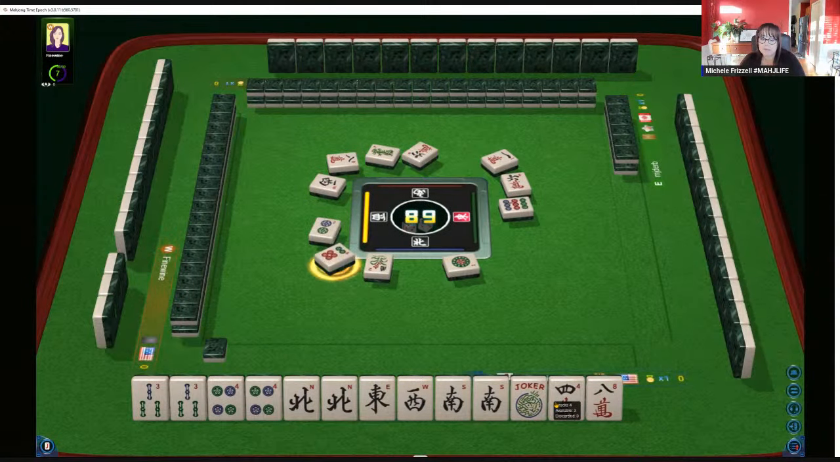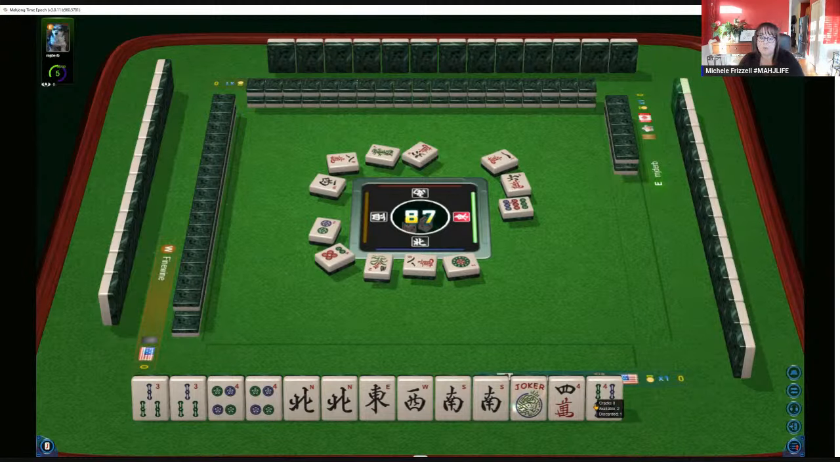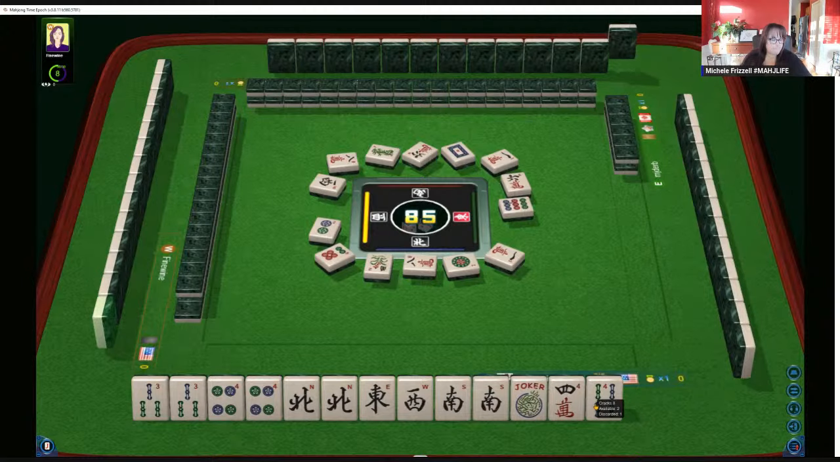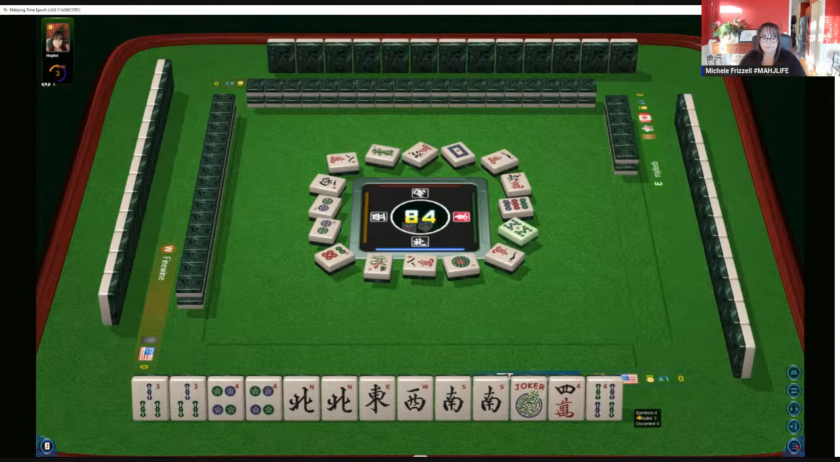It looks like somebody else could be in winds because there's only one wind out. So we may have a competitor for winds. One character. White dragon. Two dots. Eight bamboos.